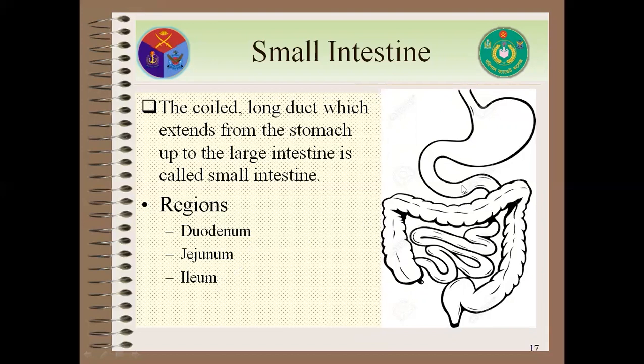The upper part of the small intestine, which is attached to the stomach and is U-shaped, is called the duodenum. The middle part, which is coil-shaped, is called the jejunum. The last part of the small intestine, which is attached to the large intestine or cecum, is called the ileum. Bile and pancreatic ducts open here. The inner wall of the intestine bears finger-like projections called villi. Villi absorb most of the food molecules produced by digestion.